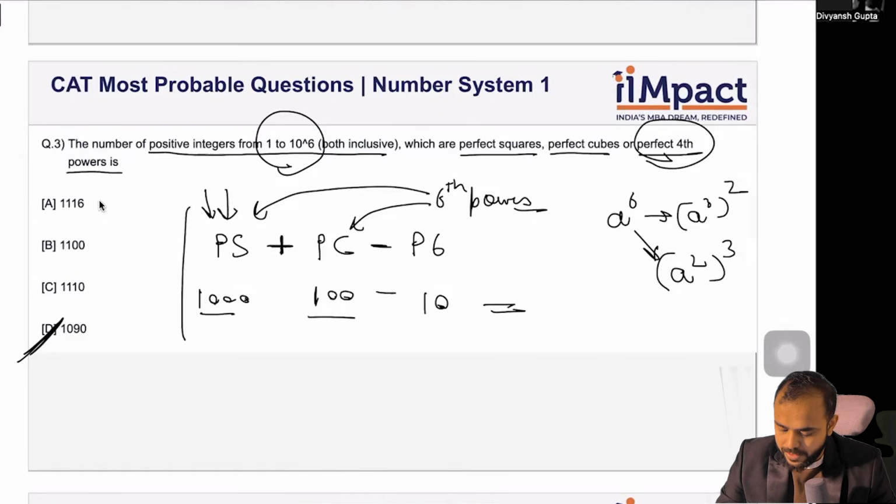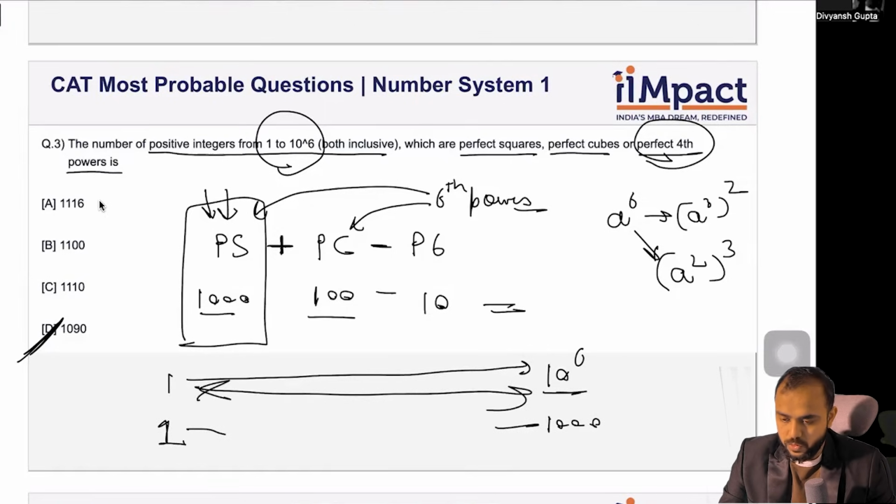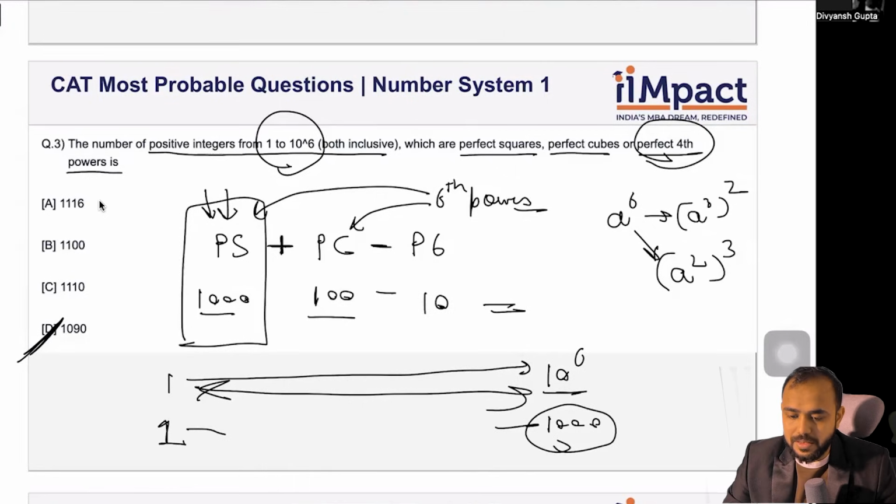How we calculated these should be straightforward. You have numbers written like this, and you want to pick the perfect squares here. So the square root of 1 is 1, and the square root of this is 1000. Between 1 and 1000, every square would be within this range. So you can simply pick this number, and this number itself represents the number of perfect squares that are there, and so on.